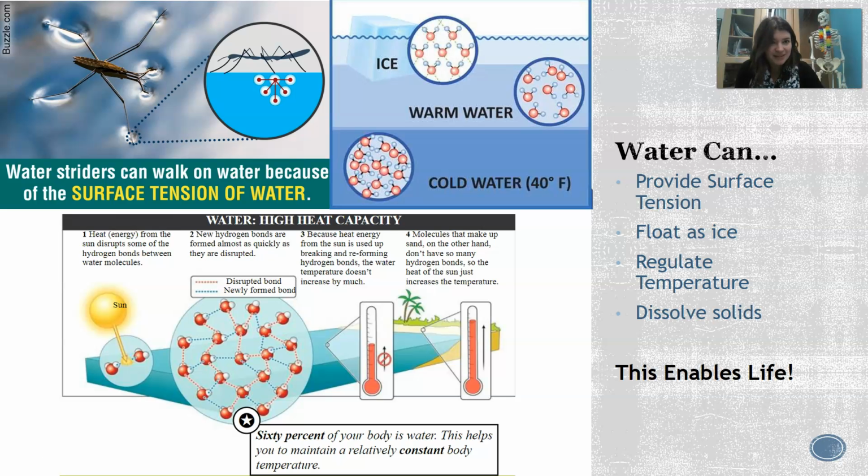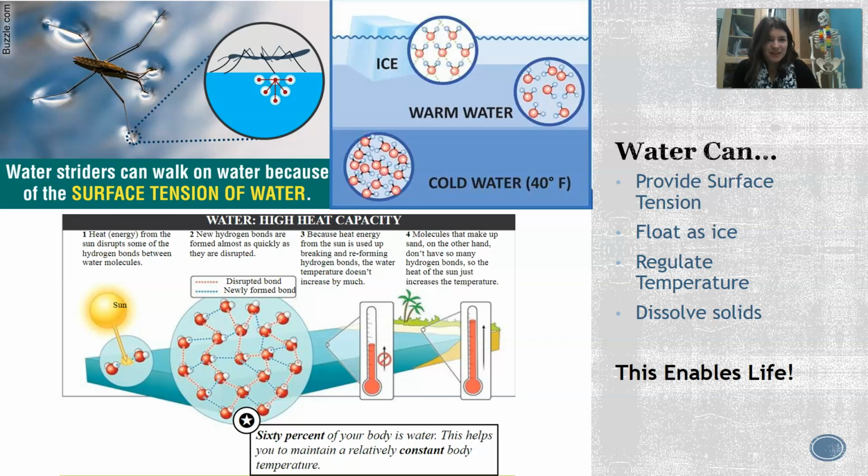Because of this, water has a lot of really cool properties that enable life on this planet. So it can provide surface tension, so that hydrogen bonding can allow things to actually float on the surface, which is super important. Because of this, ice can float. When it forms those hydrogen bonds in the solid state, it actually spreads out the water molecules, and this makes the ice less dense and it'll float, which enables life to live underneath it or on top. It doesn't get smashed by the ice.